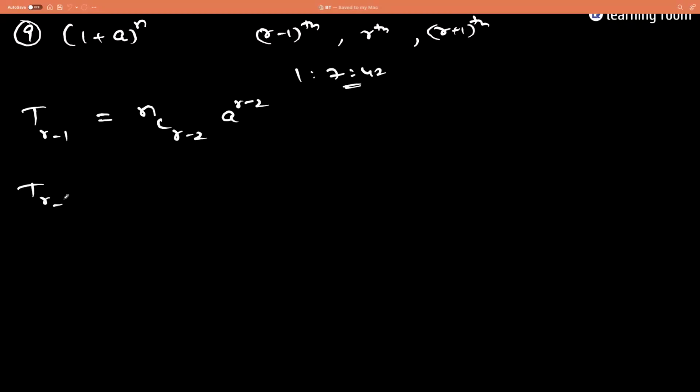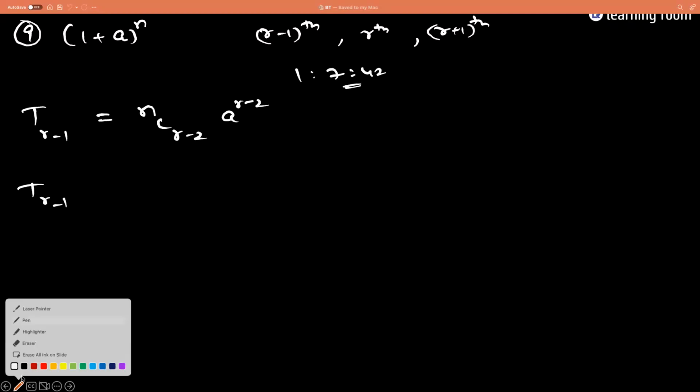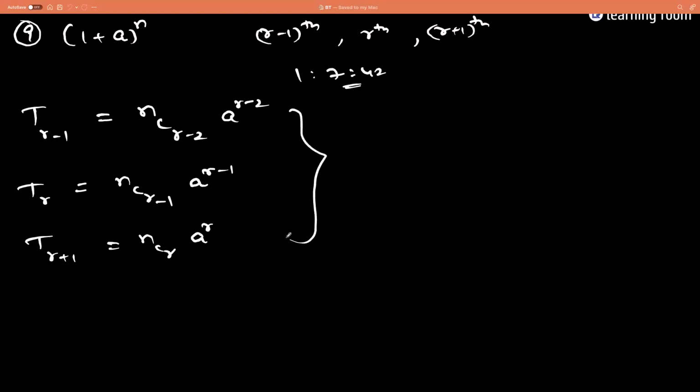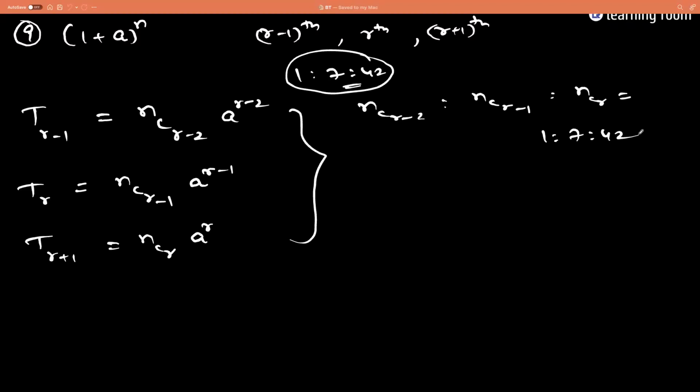Similarly, T r is going to be nC(r minus 1) into a power r minus 1. Similarly, T(r plus 1) will be nCr a power r. Now see, what did they say? The coefficients of these terms means nC(r minus 2) is to nC(r minus 1) is to nCr is equal to 1 is to 7 is to 42.